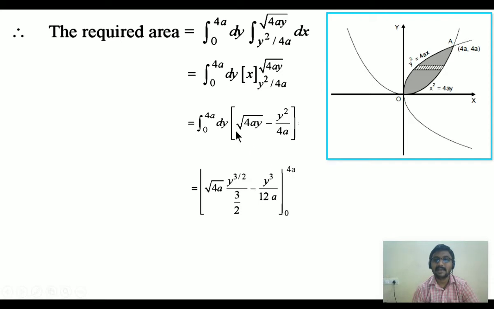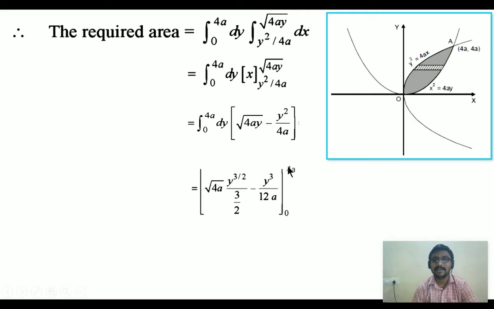Simplifying and then integrating with respect to y. Root of 4a is constant. Root y integration, that is y power 1 by 2 integration, is y power 3 by 2 by 3 by 2. Minus 1 by 4a constant. Y square integration is y cube by 3. That is y cube by 3 into 4a, which is 12a.